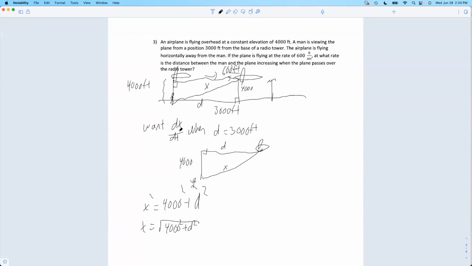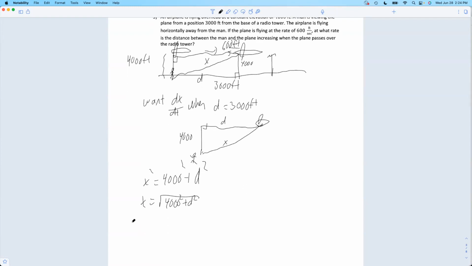I want dx/dt, how quickly is it changing at a particular moment? So we take the derivative with respect to time of both sides. Derivative of x would be dx/dt. That's who I'm after. Over here, got to take the derivative.